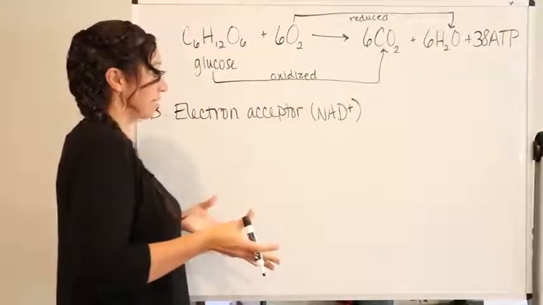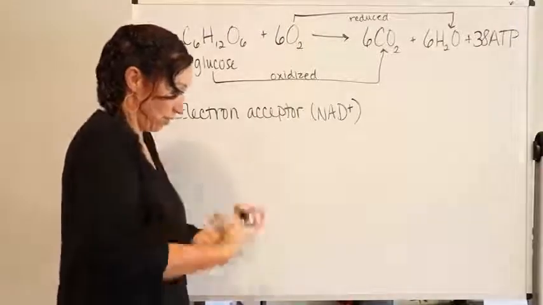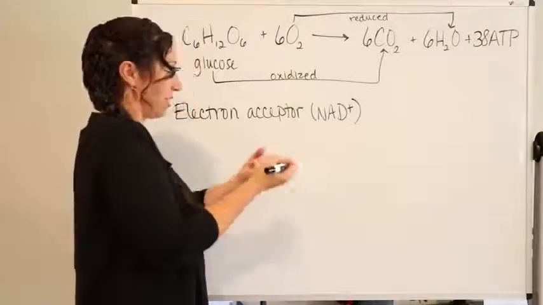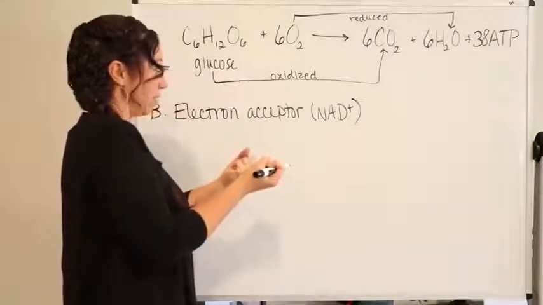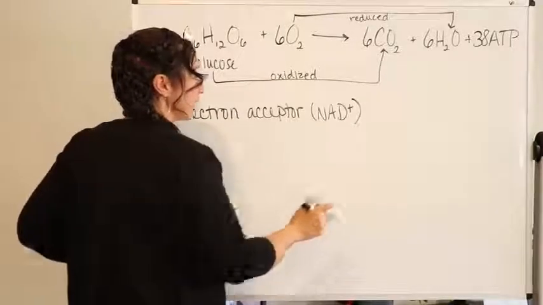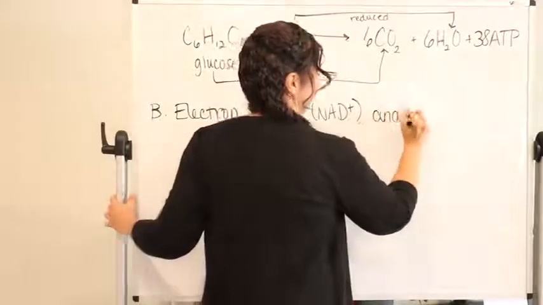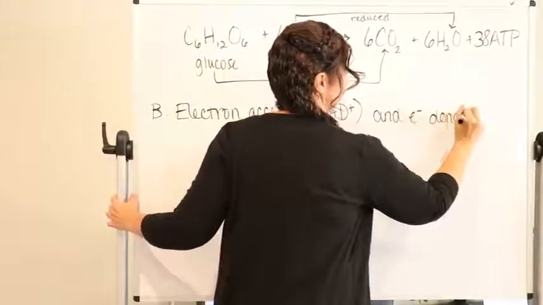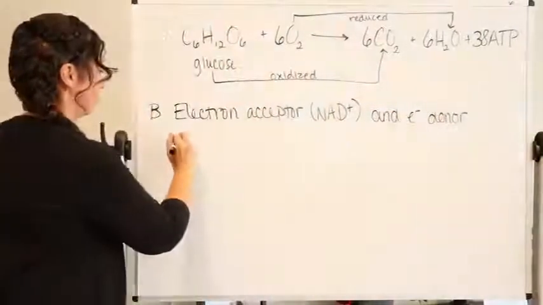And so as soon as he grabs the electrons, he's actually now going to change its identity, but it's going to be cool. The electron acceptor NAD+, and the electron donor NADH.